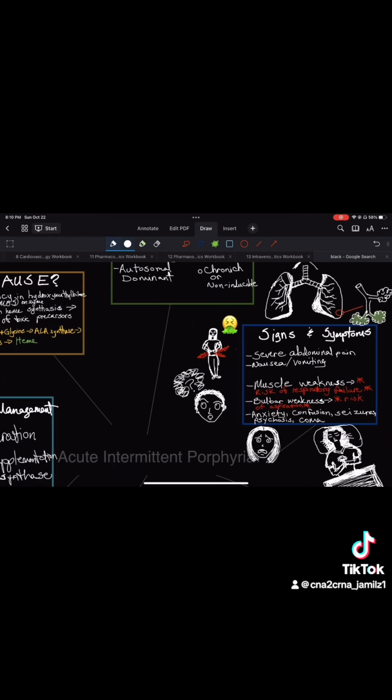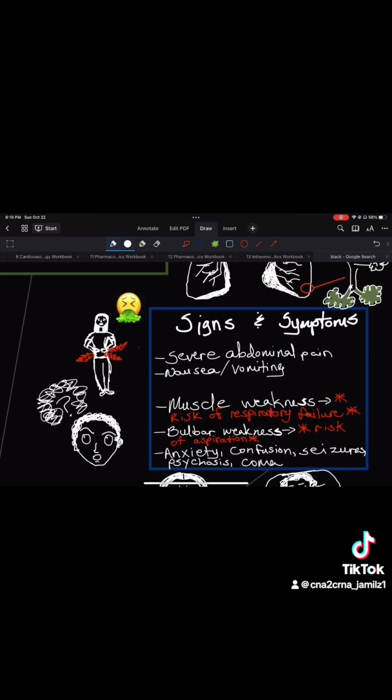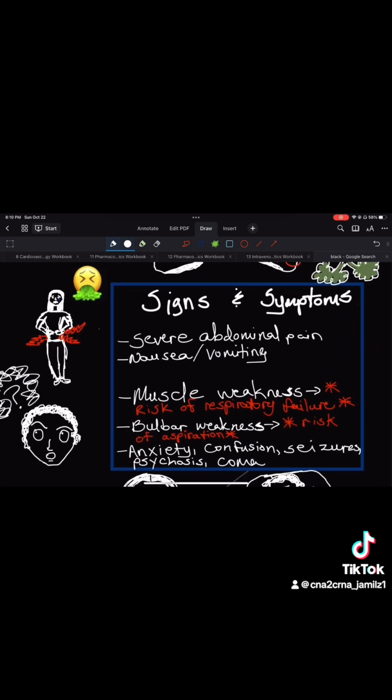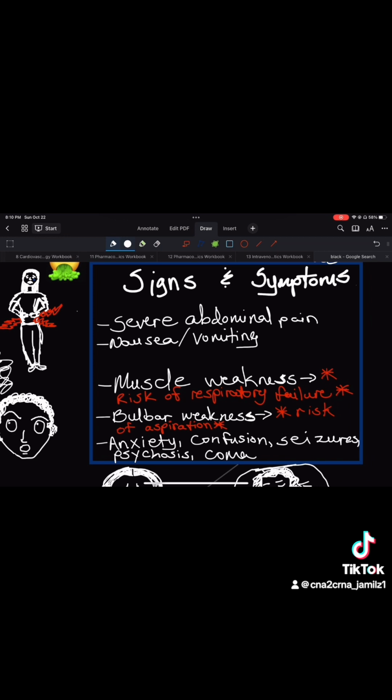So what are the signs and symptoms of AIP? Severe abdominal pain is the most common symptom. Then you have nausea and vomiting. Then you have muscle weakness, specifically skeletal muscle weakness, which could lead to a risk of respiratory failure. Then you have bulbar weakness. The bulbar nerves include cranial nerves 9 through 12.